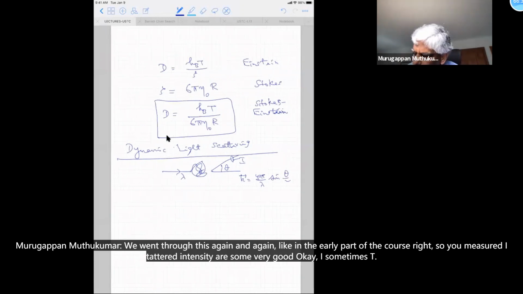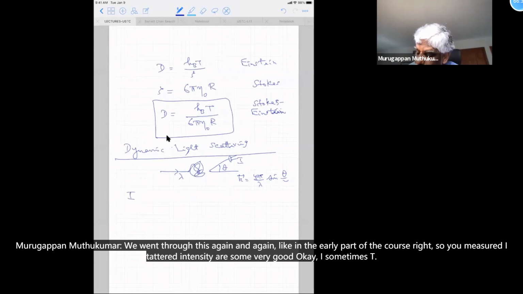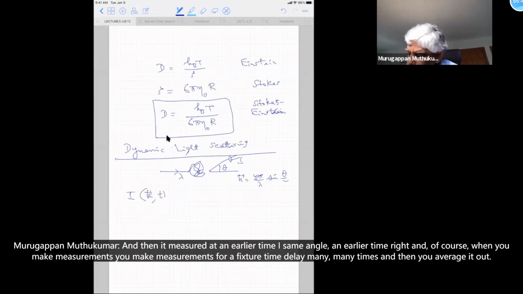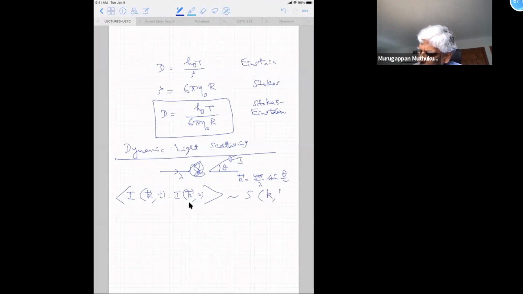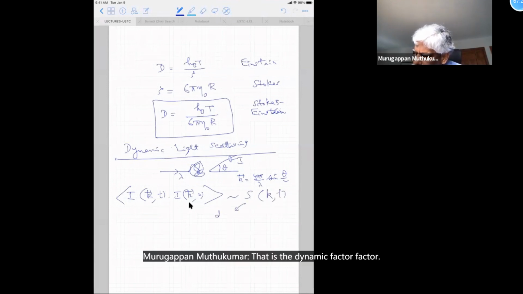So you measure the scattered intensity I at some wave vector k at some time t. And then you measure at an earlier time, at the same angle. And of course, when you make measurements, you make them for a fixed time delay many times, and then you average it out. That's what your instrument tells you: the scattered intensity at some wave vector, some angle k, given a particular incident beam, at an earlier time, and you measure this experimentally. Theoretically, this is related to the dynamic structure factor.